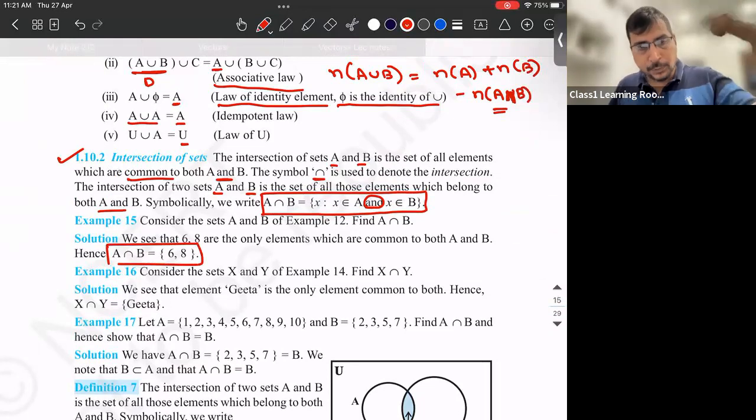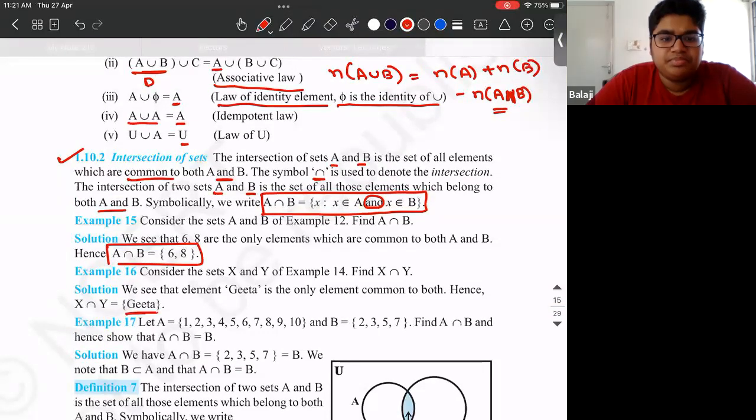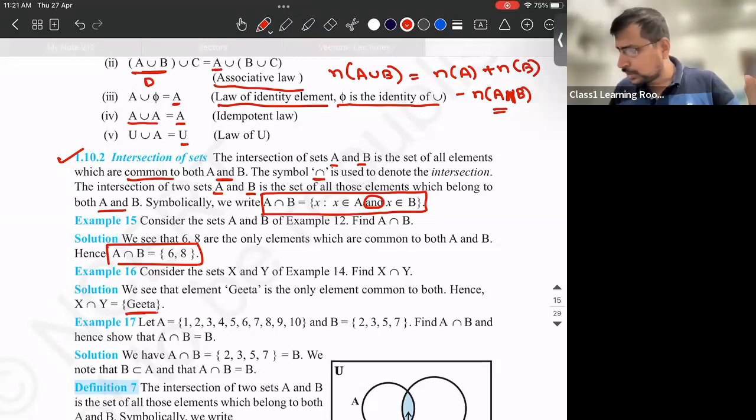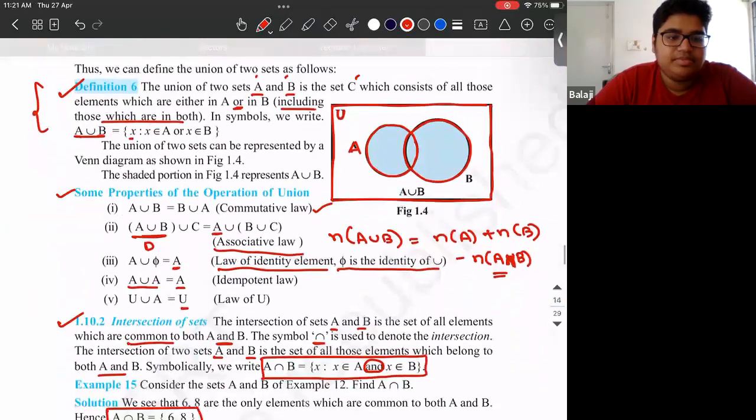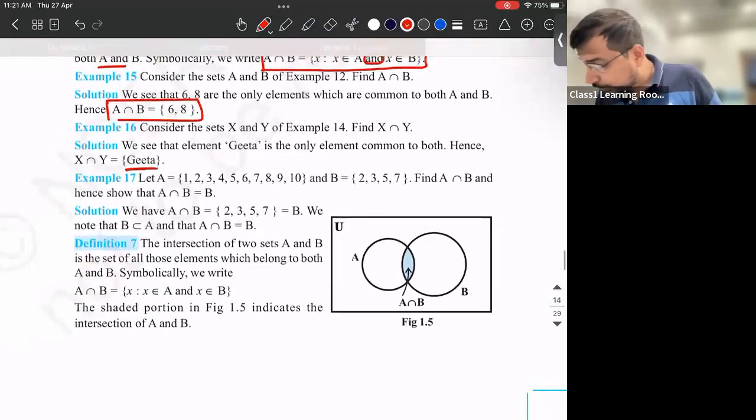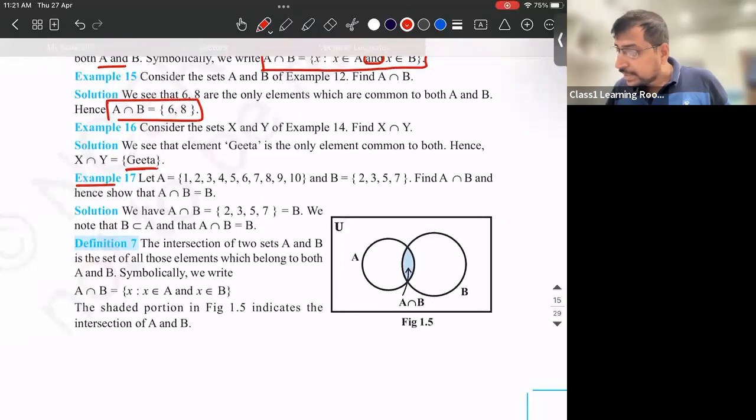Simple. Similarly, if you take example number 14, the Gita example, what was the common element? It was only Gita because she was there in both. One set is football, A and B. One is X football and the other is Y hockey. So she is there in both the sets, both the teams. Now example 17. A is equal to 1, 2, 3, 4, 5, 6, 7, 8, 9, 10, and B is equal to 2, 3, 5, 7. A intersection B. So what is A intersection B? Obviously 2, 3, 5, and 7.